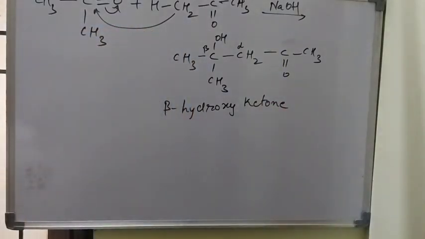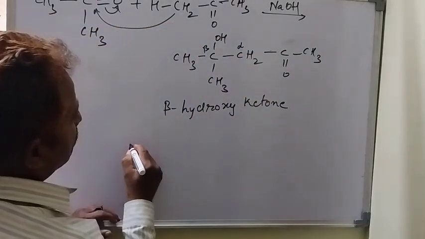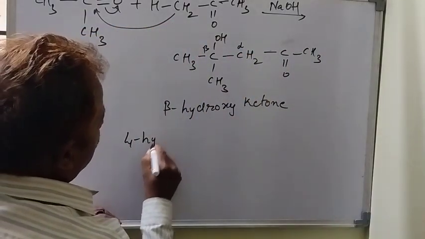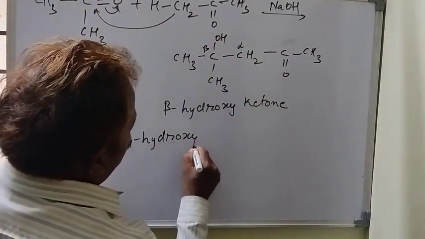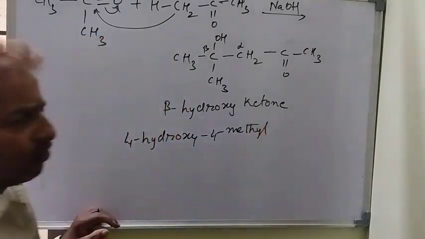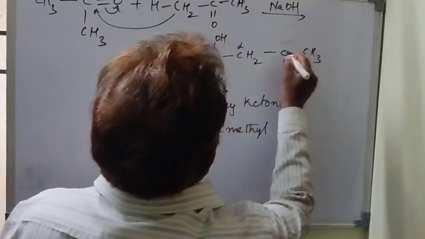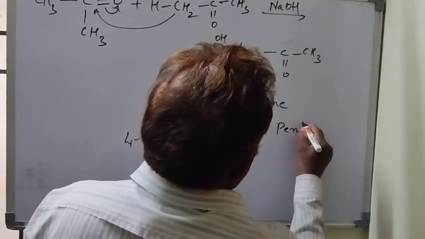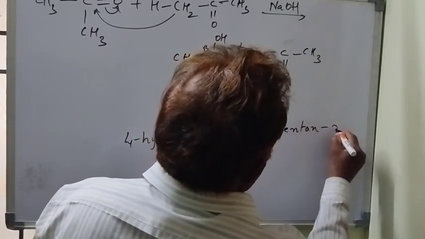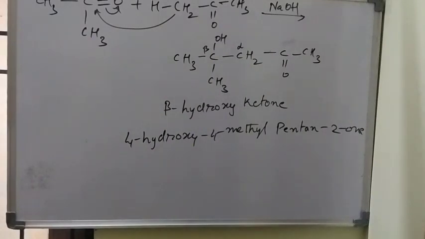What is the IUPAC name? Numbering is from this side: 1, 2, 3, 4. Therefore this is 4-hydroxy-4-methylpentan-2-one, because 5 carbon atoms are there, pentan. So this is one more example for aldol condensation taking a ketone.